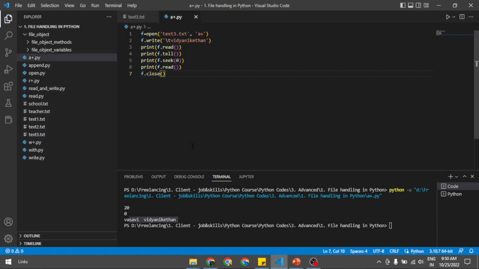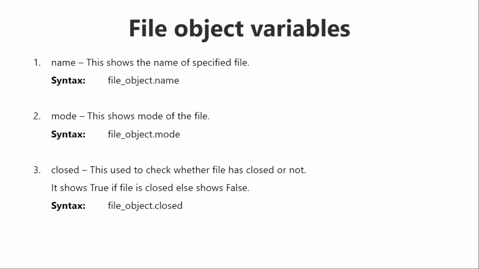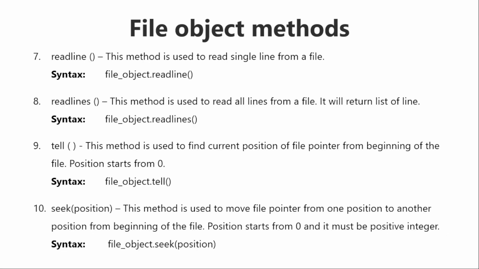So these are the methods of text files. We have discussed all the modes R, W, A, R plus, W plus, A plus, and file object variables and file object methods. So we have covered everything related to files.